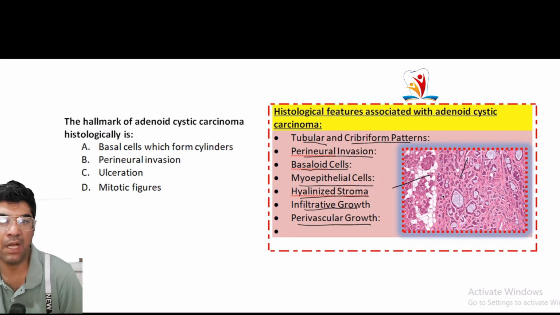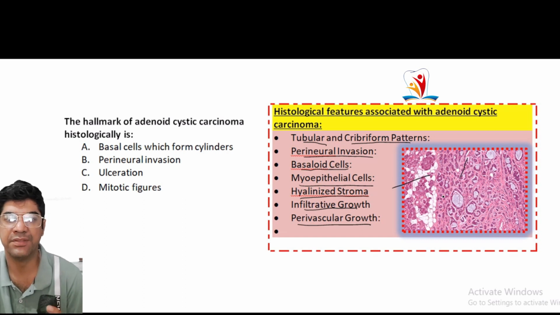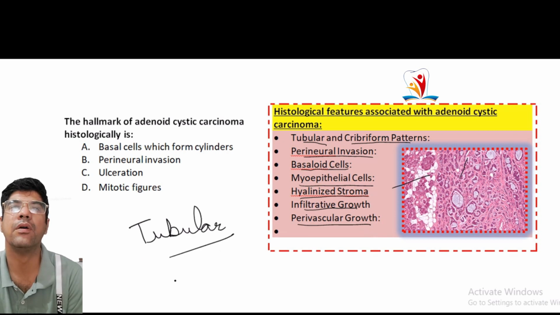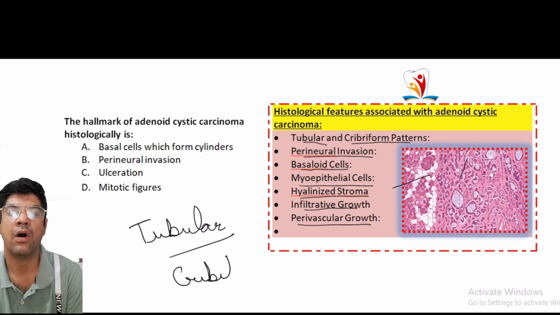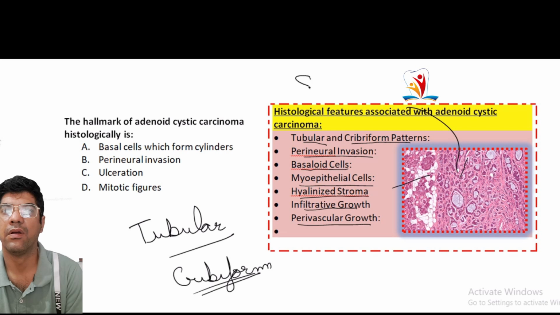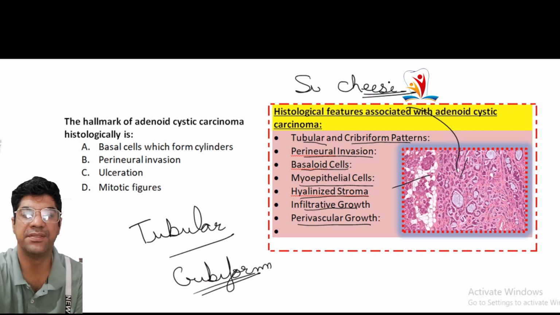Adenoid cystic carcinoma is a malignant tumor that occurs most commonly in the salivary glands, in the major and minor salivary glands. So the most important pattern that would be seen is the tubular pattern or cribriform pattern that gives a cheese-like appearance with the cystic spaces.